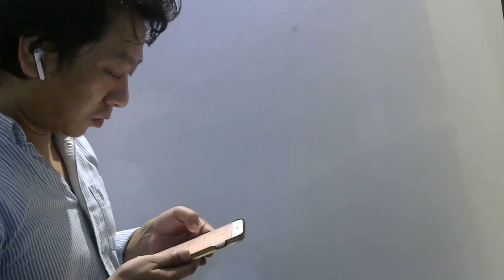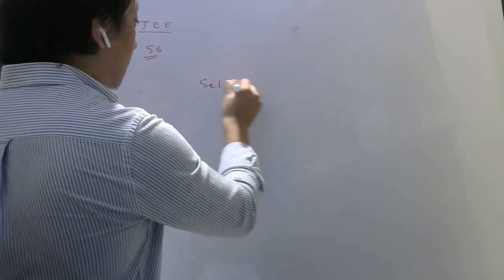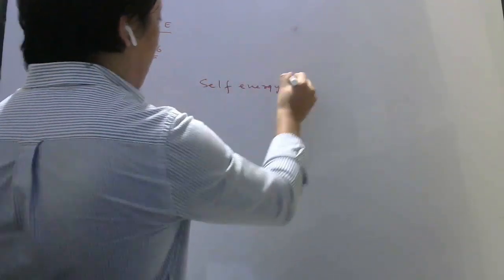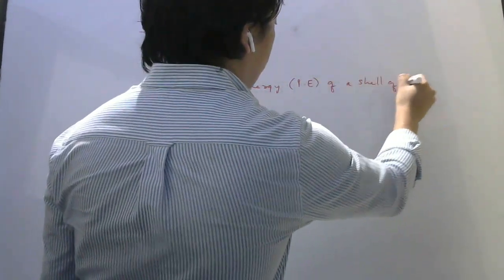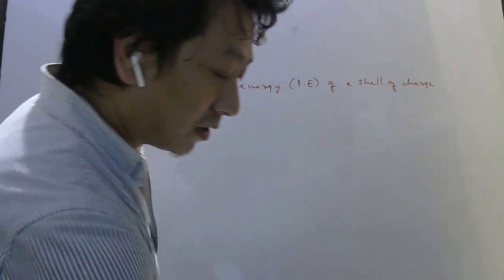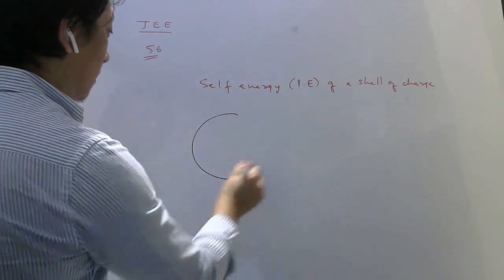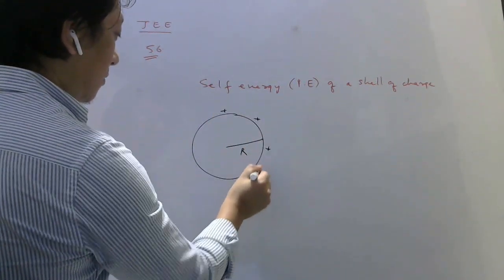So let us now solve question number 55 and 56 for JEE. Okay, these are the two questions pending. JEE 56 first. To do this problem, first let us do another concept called self-energy. Self-energy, or sometimes it is called potential energy only, of a shell of charge. So what this means is, imagine I have a shell of radius r and charges will be on the surface, right?